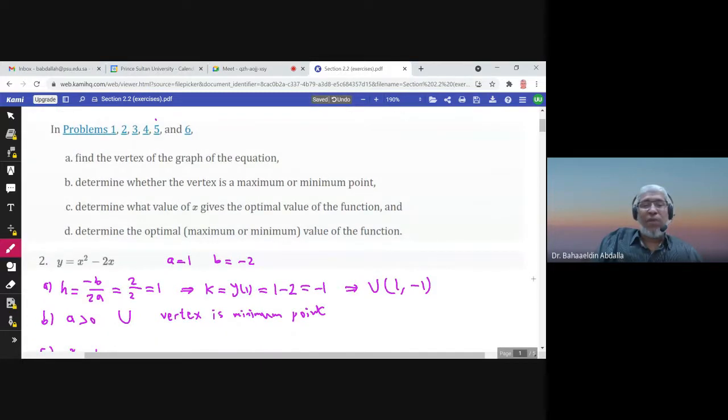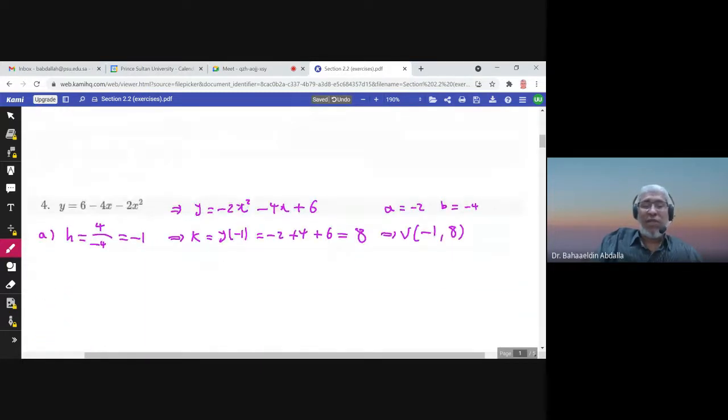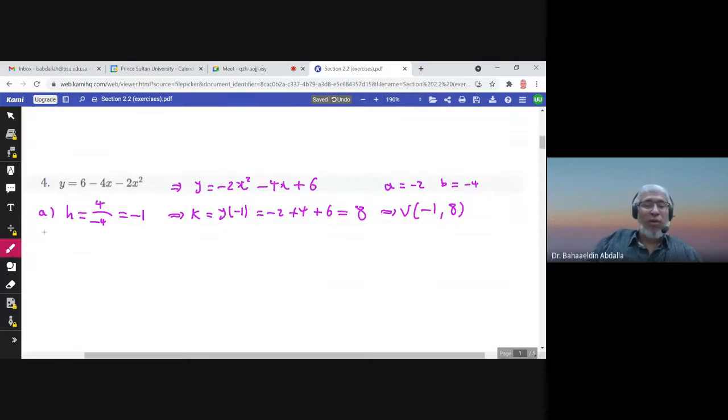B, determine whether the vertex is a maximum or minimum. Well, this depends on A. A is -2, it's less than 0. So the parabola opens downwards. And if the parabola opens downwards, the vertex would be the maximum point.